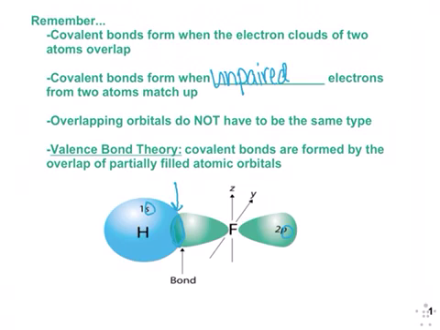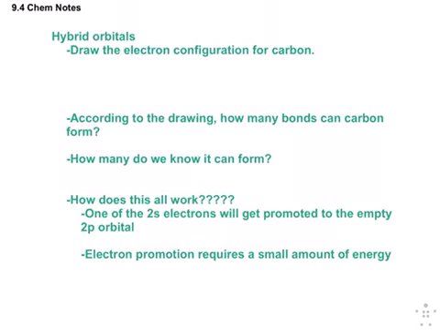This leads us to the valence bond theory, and that says that covalent bonds are formed by the overlap of partially filled atomic orbitals. So this brings us back into electron configuration, not dot configuration, but electron configuration. This is where we drew the circles like the 1s, and then it went to 2s, and then 2p. Remember those circles? And we filled in electrons that way? Yep, so that's what we're going to look at today.